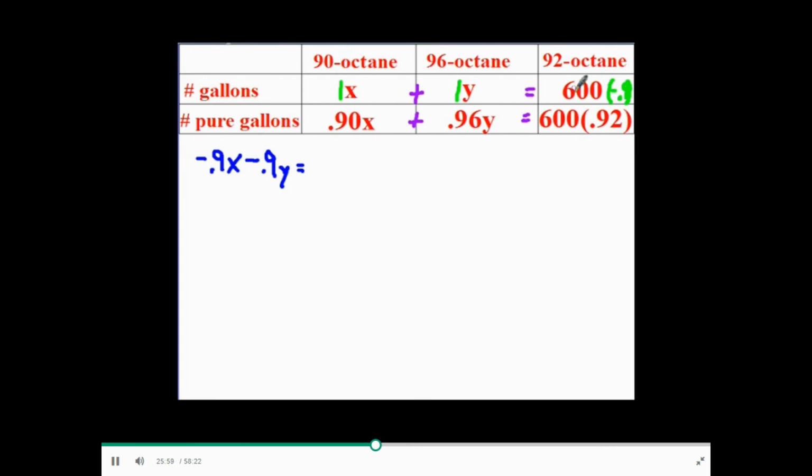And then negative 0.9 times 600 is negative 540. And then the bottom again, I'm going to multiply all of these by 1. So really, I'm just copying. And then I'm going to take my 600 times 0.92. That's going to give me 552. Since it is positive, I always put a plus here so that I don't make any lame mistakes.